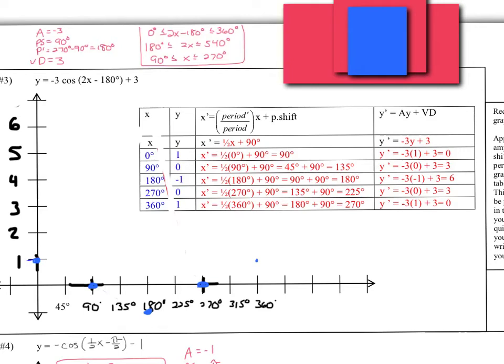The curve is made up of many parts of parabolas. So this part here is concave up, this part here is concave down, this part here is concave down. That's y equals cosine of x.